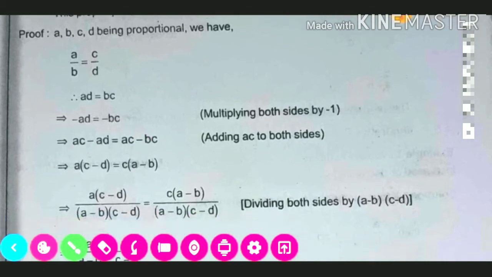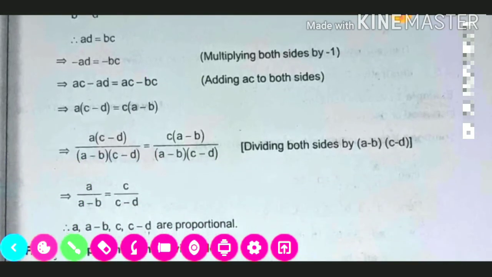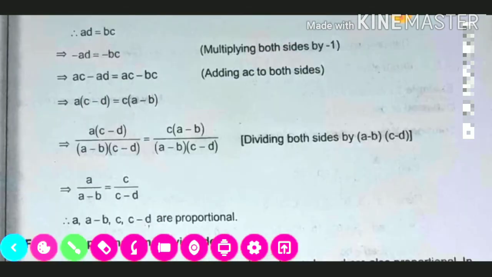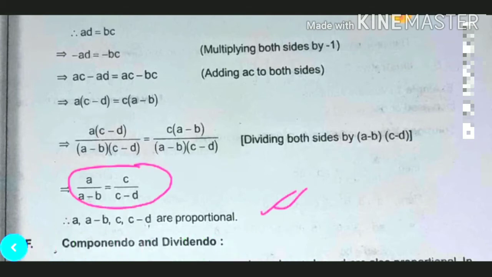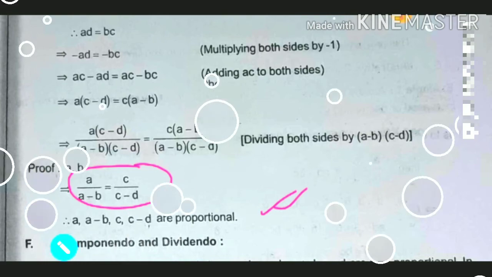Next, we divide both sides by A minus B into C minus D. Now C minus D is common, so it will be cancelled, and here A minus B will be cancelled. So A divided by A minus B remains, and C divided by C minus D remains. Therefore this is proportional. So next one is our componendo and dividendo.